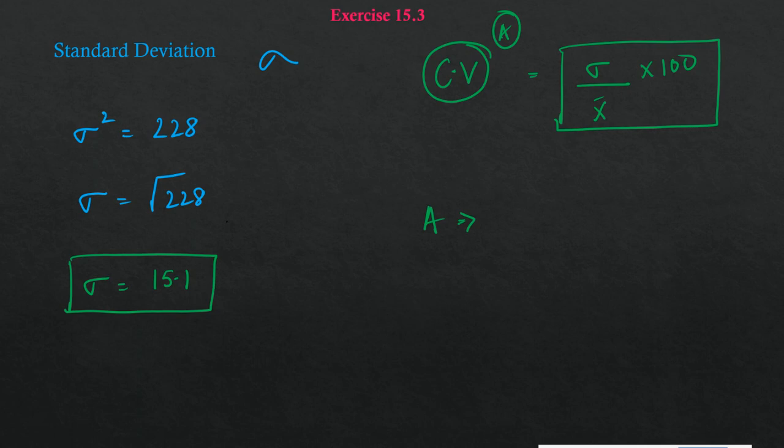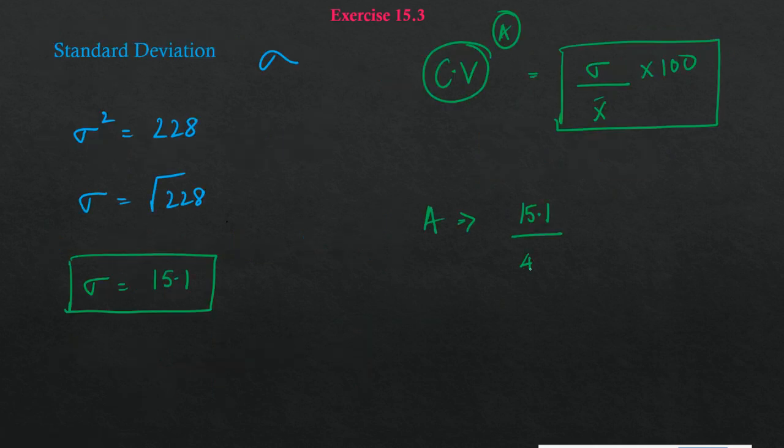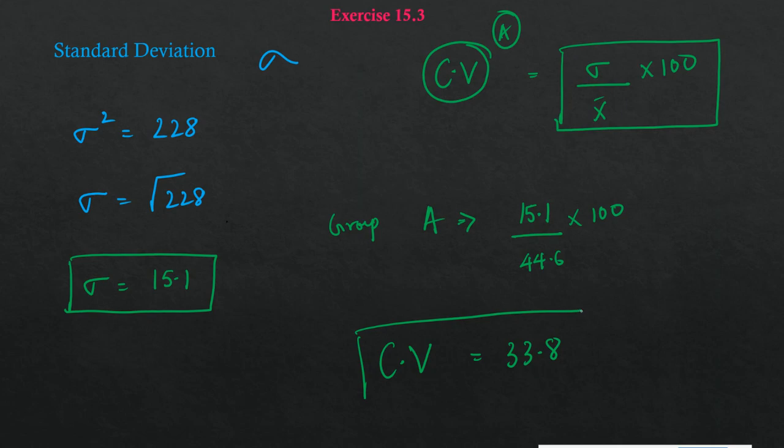Divided by, I can write 15.1 divided by the mean, here we have got as 44.6. So 44.6 multiplied by 100 for group A. So CV for group A, you will be getting as 33.8. This is going to be for group A.